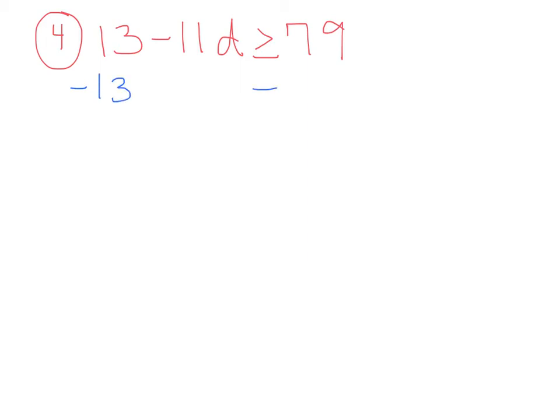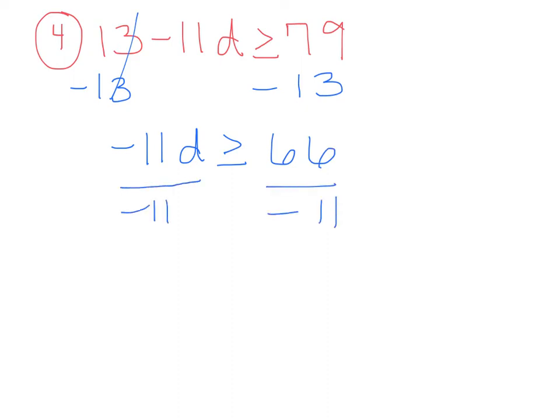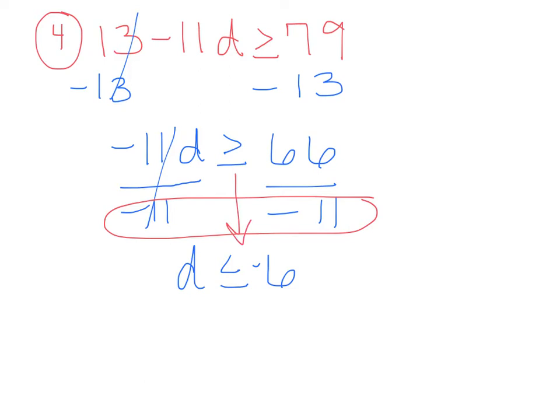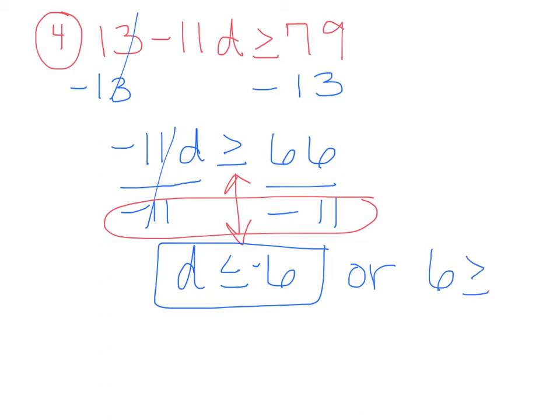We're going to subtract 13 from both sides, which leaves us with negative 11d is greater than or equal to 66. We're going to divide by negative 11. But even though it is a simple inequality to solve, we do need to flip our sign because we are dividing by a negative number. So our greater than or equal to sign becomes a less than or equal to sign. Our final answer is d is less than or equal to negative 6. You could also have written negative 6 is greater than or equal to d. That would work as well.